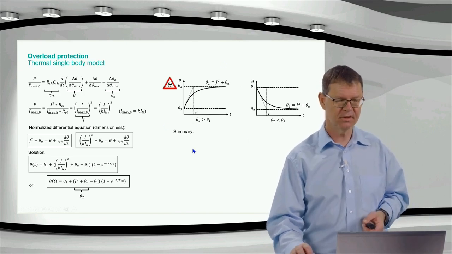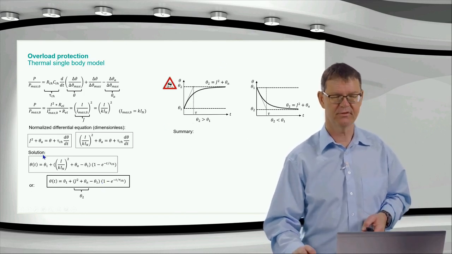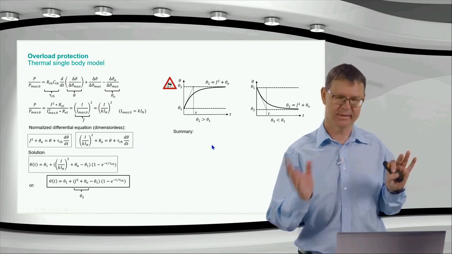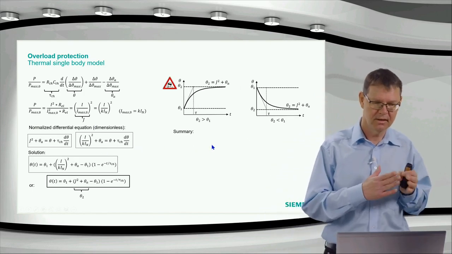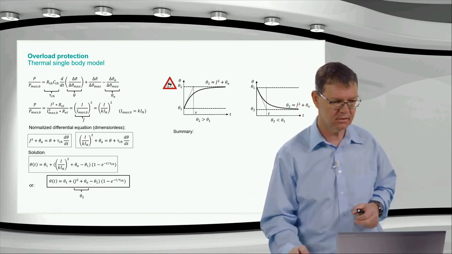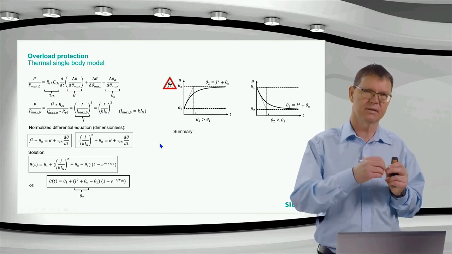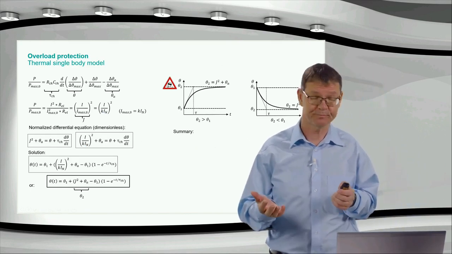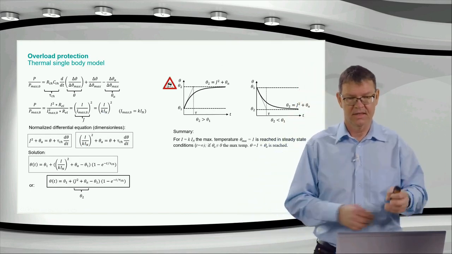So we don't calculate with an E function. We use the differential equation as a basis at the end, but that's detail. So the relay is always tracing what the current is doing and then always calculating, according to these equations, the temperature that comes out from that. Good. Summary of all that.